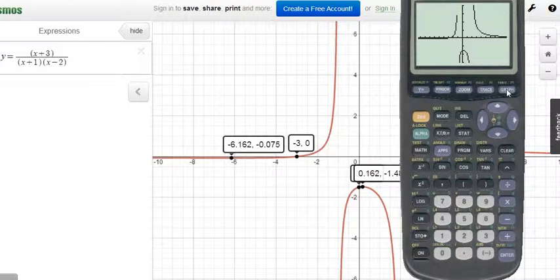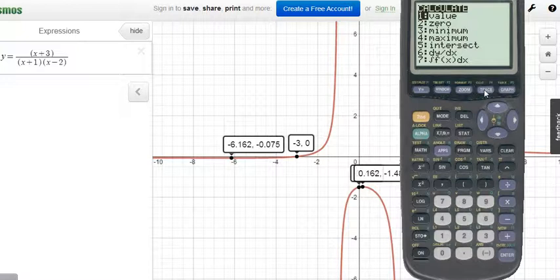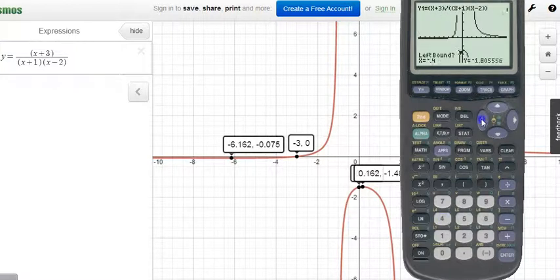So let's start by finding the relative maximum. We want a maximum. We have left bound, and we go around, and we get 0.162. That's the x value. What are we interested in, x or y? We're interested in the y value, so negative 1.48. We're interested in both, since we have to write it down anyways.